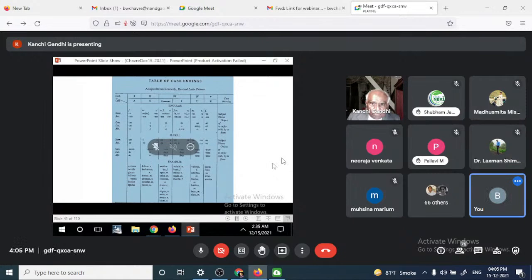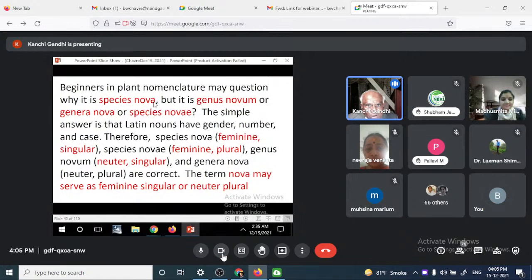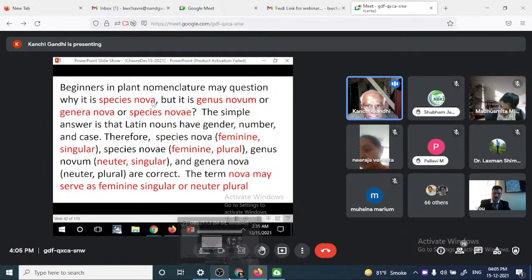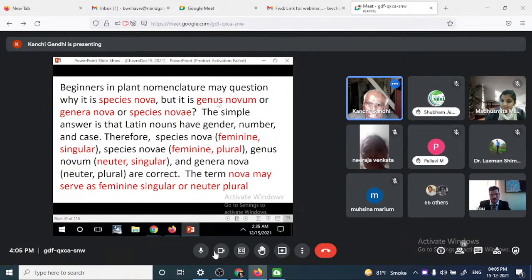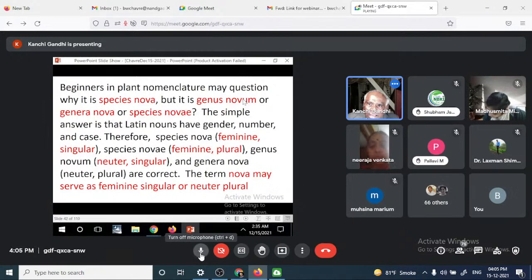as I was telling, now, species nova, look at the ending here, A. It is singular. And genus nova. Why genus nova? Because genus is not in the US spelling. It's a Greek term, and therefore it is nova, U ending. It's neuter. Genus is neuter. It's not the US ending. And therefore it is genus nova.